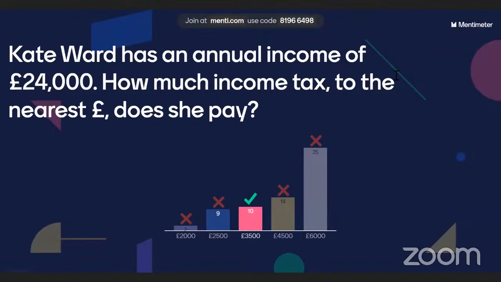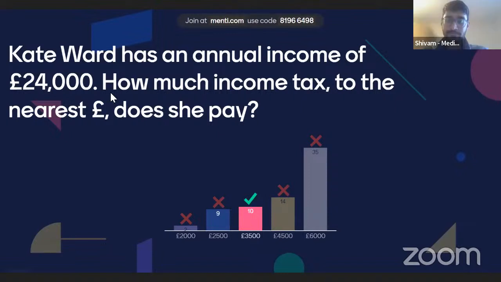Is it that the first, for example, the first 10,000 that they earn, it gets put under a certain tax bracket, and then anything over that is put under a different tax bracket? So you need to find the percentages of each part. Exactly. So can you remember what the first tax bracket was?